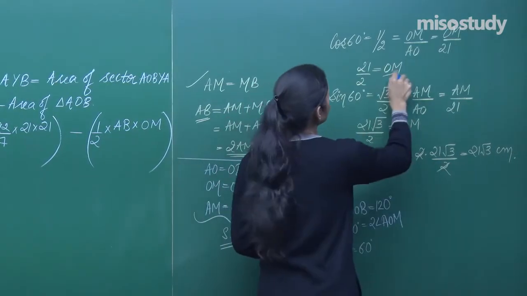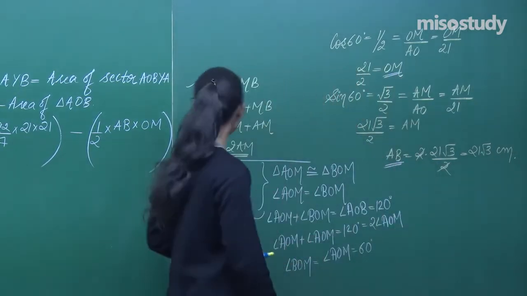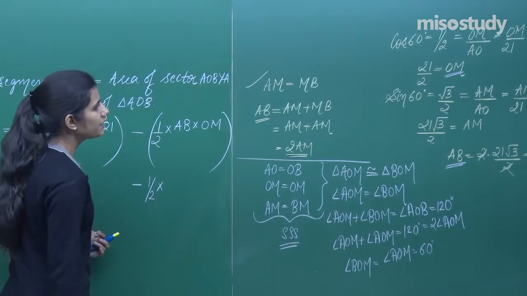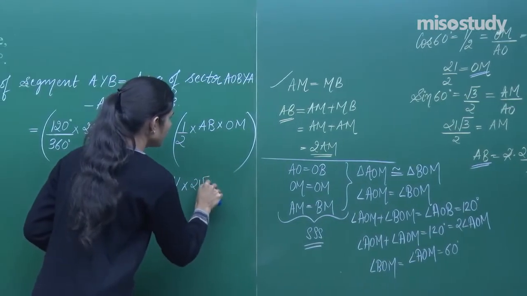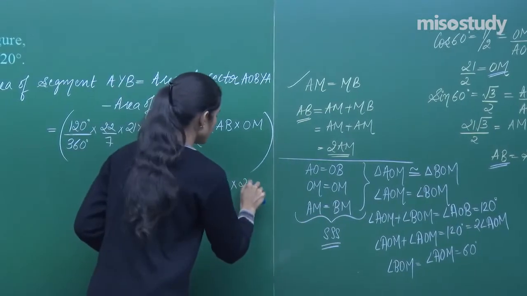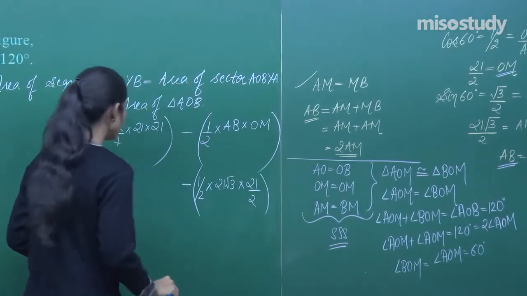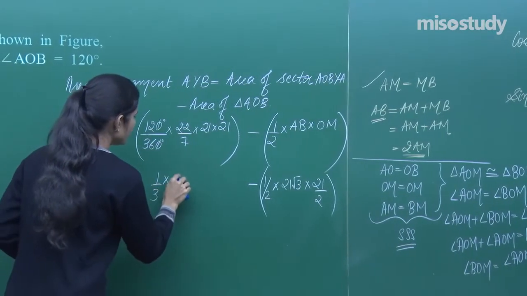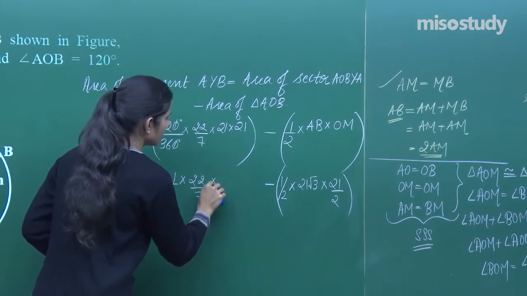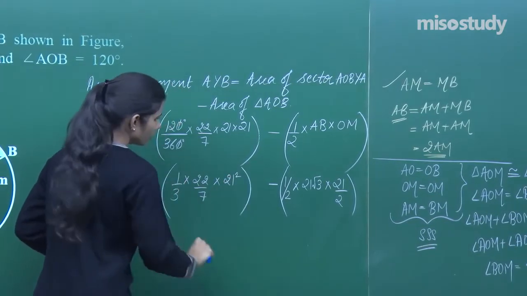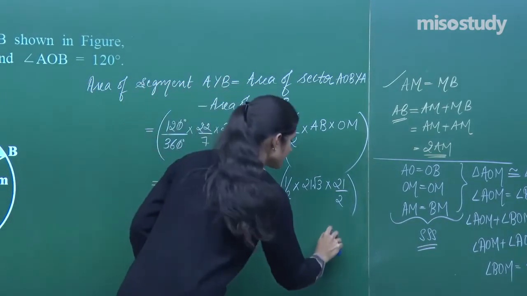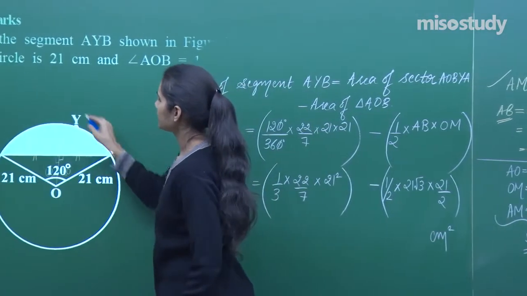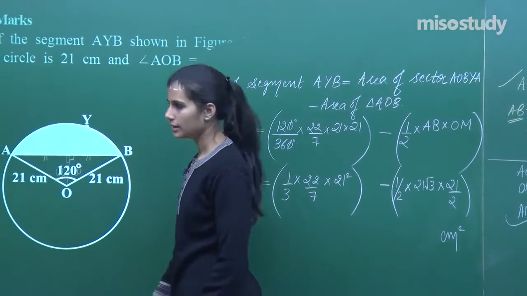So you have the value of OM with you, you have the value of AB with you, just plug it in here. You have minus half of AB. AB is 21 root 3 and OM is 21 by 2. When you resolve this completely, this much centimeters square is your required area. From the area of the sector, I have removed the area of this triangle.